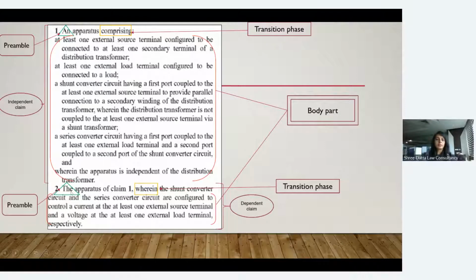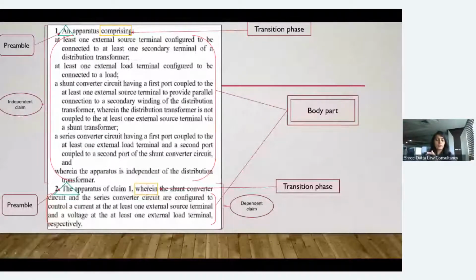In the dependent claims, the preamble will be the same. This remains the same as the independent claims, and in that we have to write in the apparatus of claim one. This is the US pattern, so that's why they are using "of claim one". But as per the Indian terminology, we have to write down the apparatus as claimed in claim one, right? After that, you have to put the comma over there.